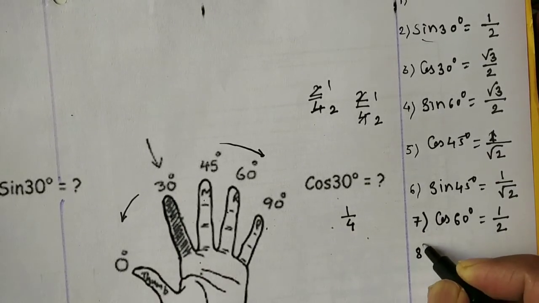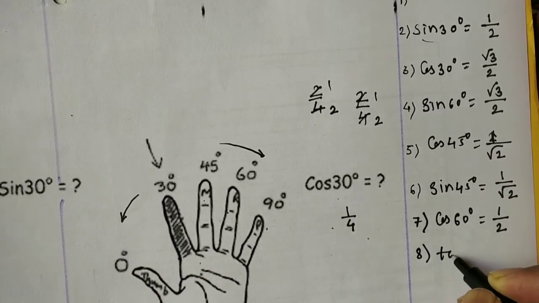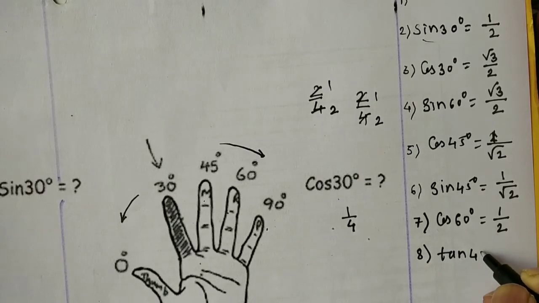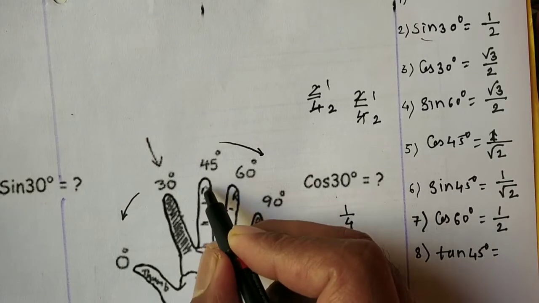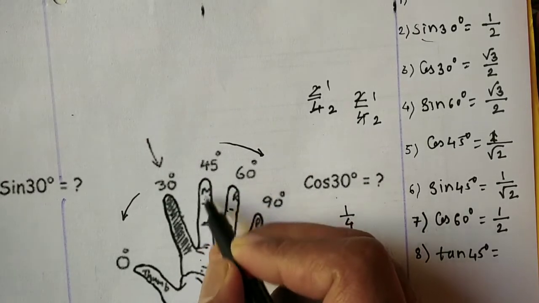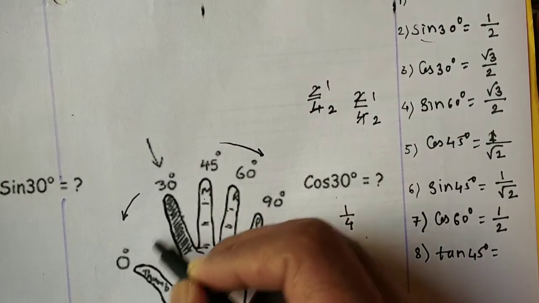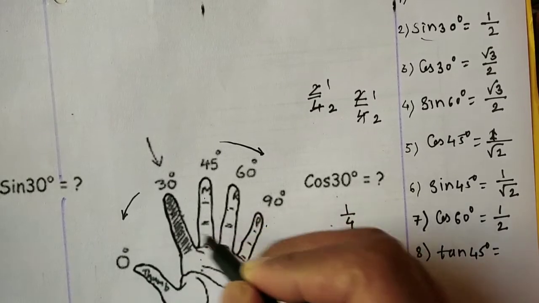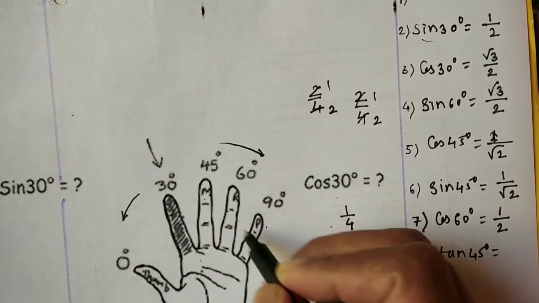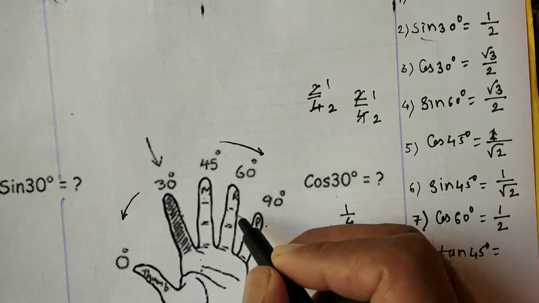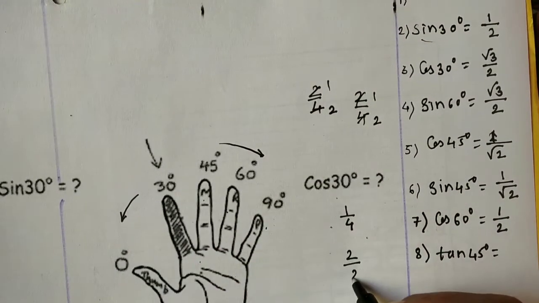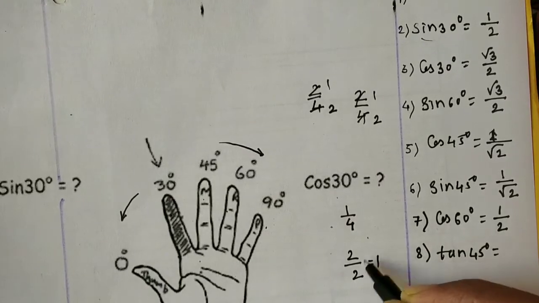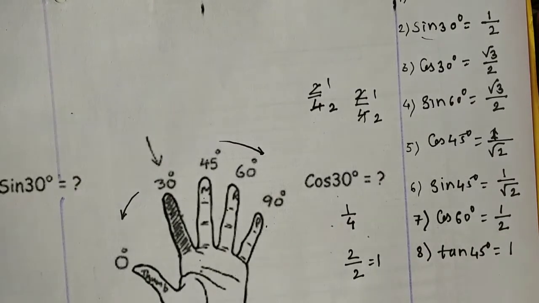Similarly, we can calculate tan and cot also. So what is tan? Suppose tan 45 degrees. So this is the finger for tan 45 degrees. How many fingers are remaining on this side? 2 fingers. And how many fingers are remaining on this side? 2, right? So 2 divided by 2, this finger divided by this finger. So what is 2 by 2? Which is 1. And take the square root of this. So what will you get here?